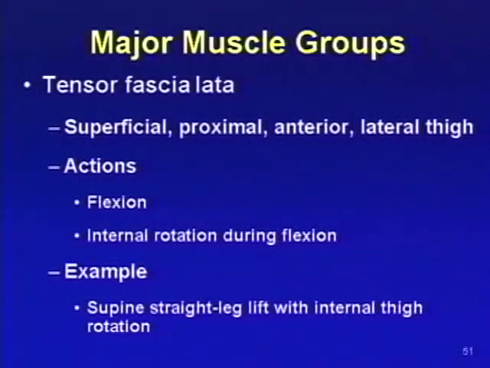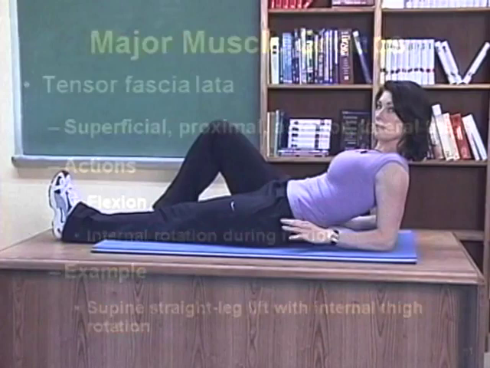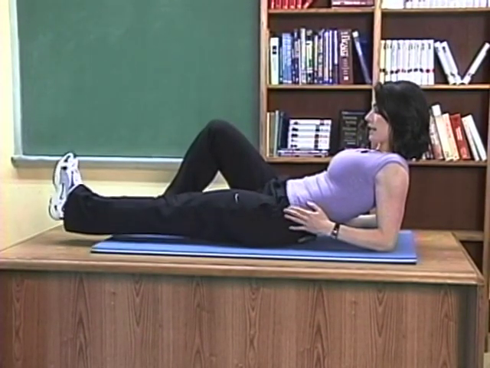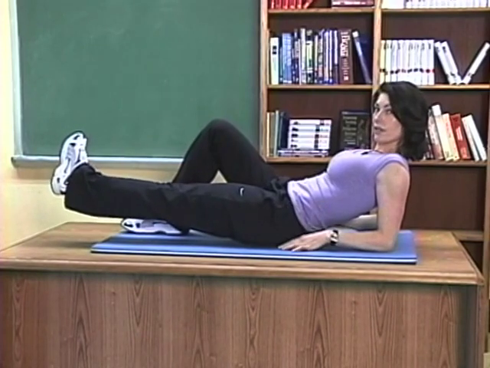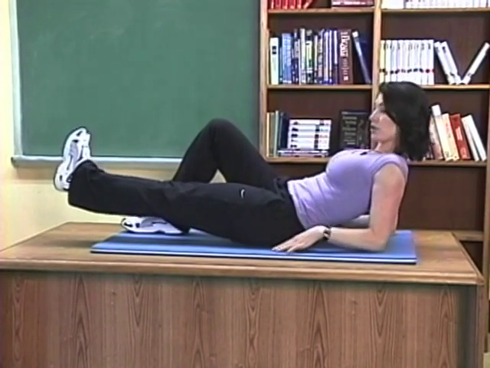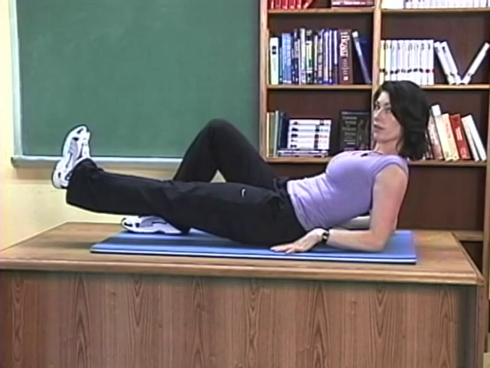Due to its orientation at the hip, the tensor fascia lata is involved in hip flexion as well as internal rotation. One position that calls into play the tensor fascia lata so that you can easily palpate it on yourself is to lie in the supine position, flex at the hip, and internally rotate the thigh. And it's this band of muscle that pops up upon doing those two actions, hip flexion with internal thigh rotation.